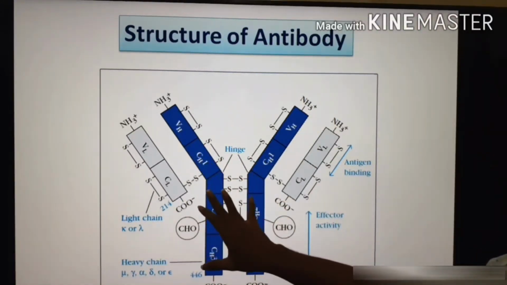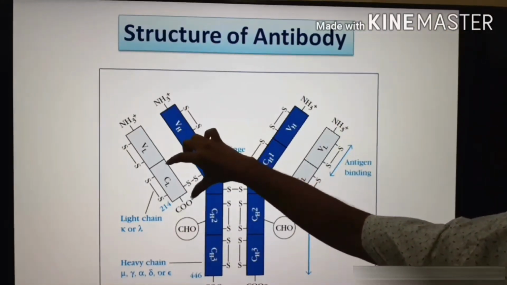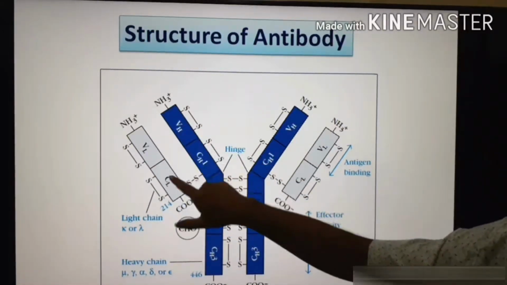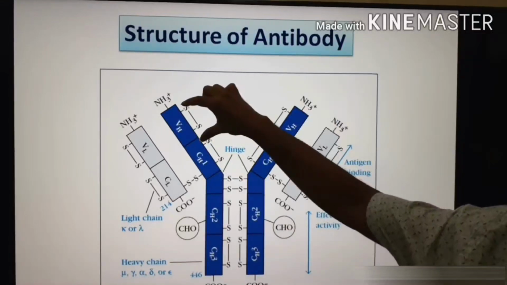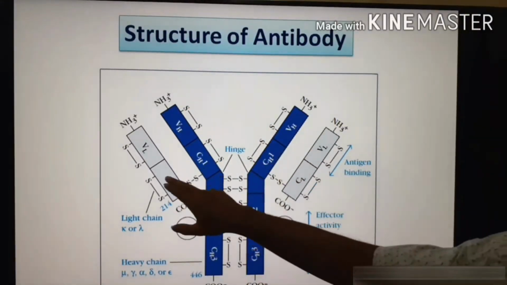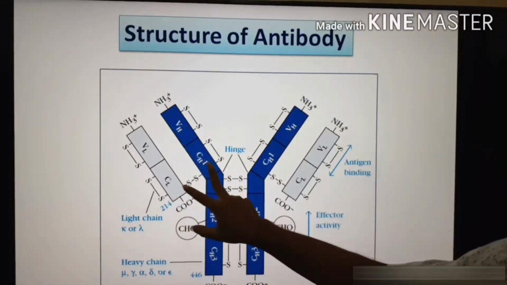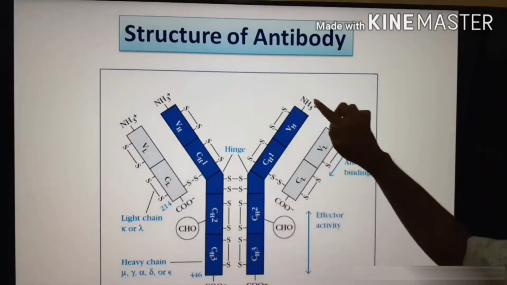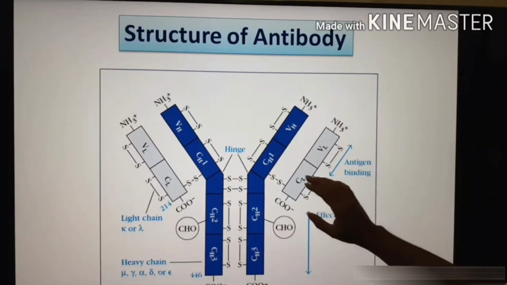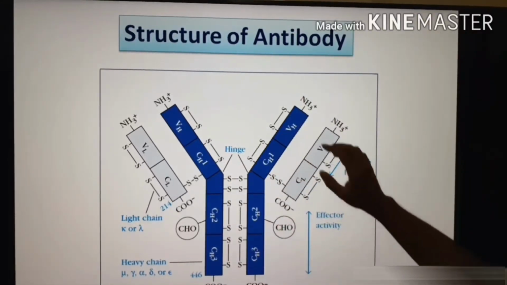And this antibody is also composed of two regions called variable region and constant region. So you can see a light chain contains one variable region and one constant region, and a heavy chain is composed of one variable region and 3 constant regions. Both the heavy and light chain are composed of variable region and constant region, and this variable region is responsible for the binding of antigen, and the rest of the constant region is responsible for the effector function of the antibody.